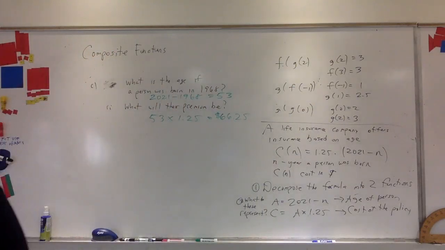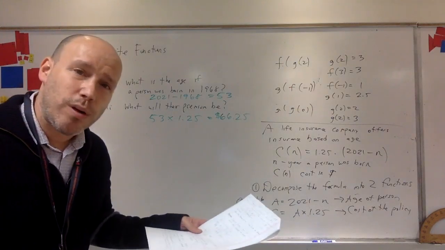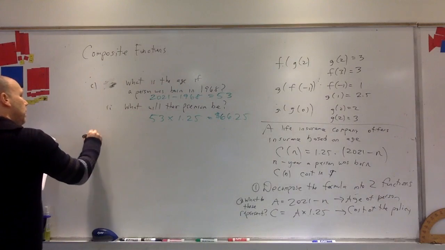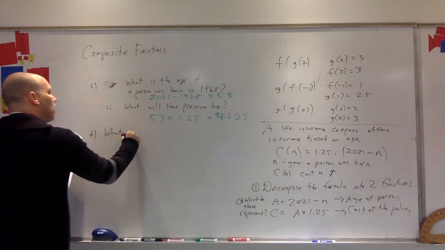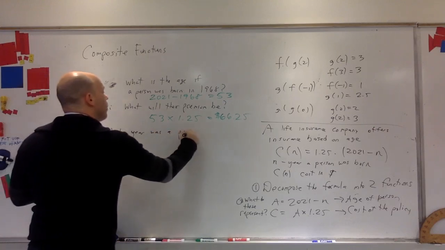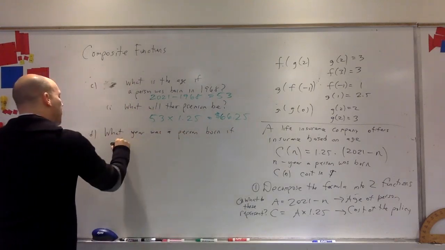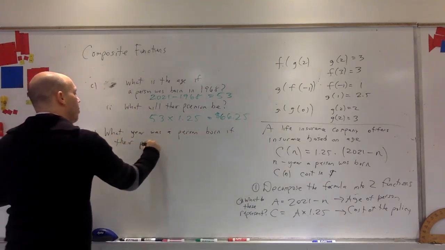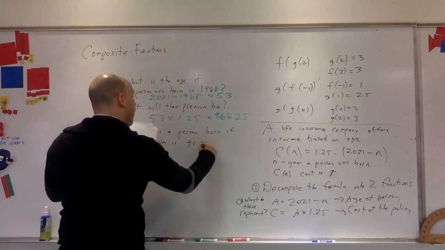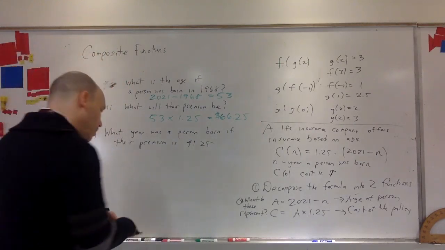Next and last question. Part D: what year was a person born if their premium is $41.25? What do you think? Think about that.